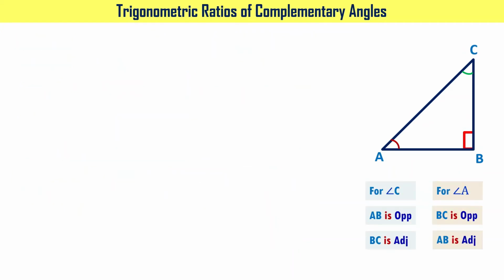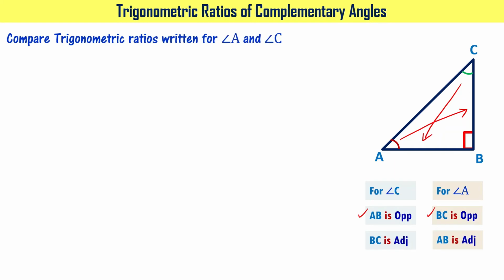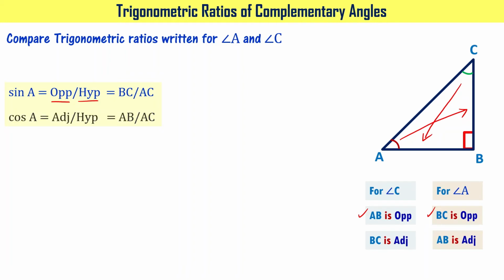We have just seen for angle C, AB is the opposite side, right? For angle A, BC is the opposite side, right? That's what we have written here, so that we can quickly compare trigonometric ratios written for angle A and angle C. Okay. Sin A is equal to BC by AC, right? Sin A equal to side opposite to angle A divided by hypotenuse, right? That's why it is BC by AC. And cos A equal to adjacent side by hypotenuse, that is going to be AB by AC, right?